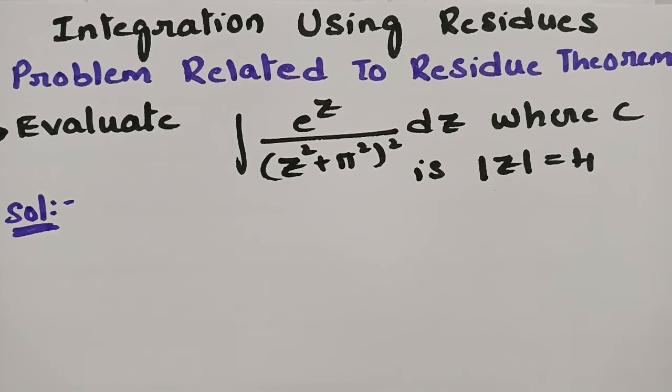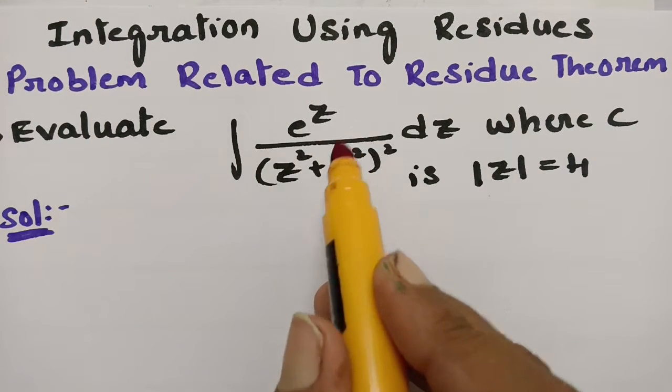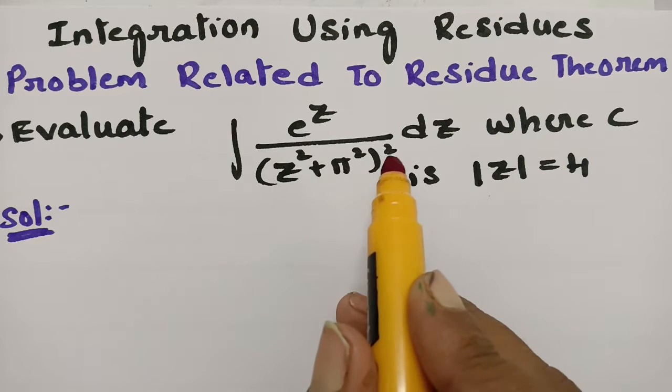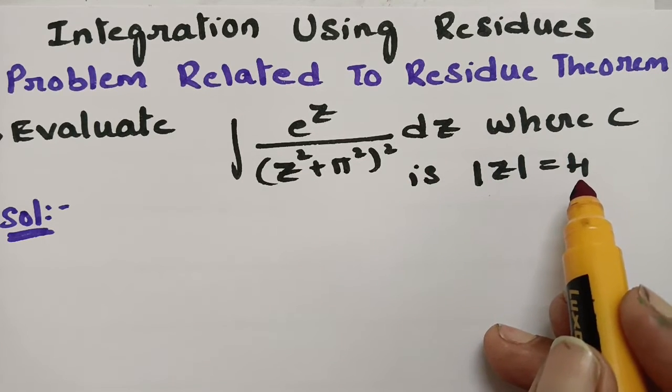Today's video is on integration using residues. In today's video, we are going to solve the problem using the residue theorem. We are going to evaluate the integral of e power z by (z square plus pi square) whole square dz, where C is mod z equal to 4.